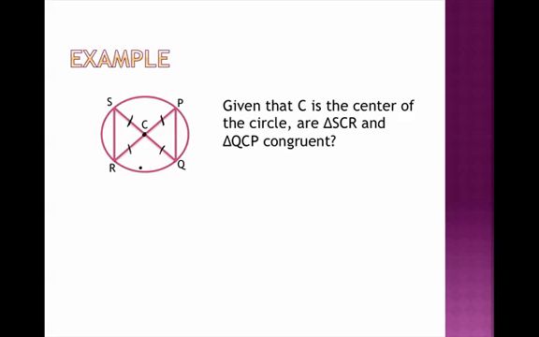So we have many different segments that are congruent to each other. We don't know anything about SR or PQ, but we also have a pair of vertical angles. That would be angle SCR is vertical angle to PCQ. So let's mark those. So now we can see that we have side, angle, side of one triangle congruent to side, angle, side of another triangle. So yes, they are congruent from our side, angle, side postulate.